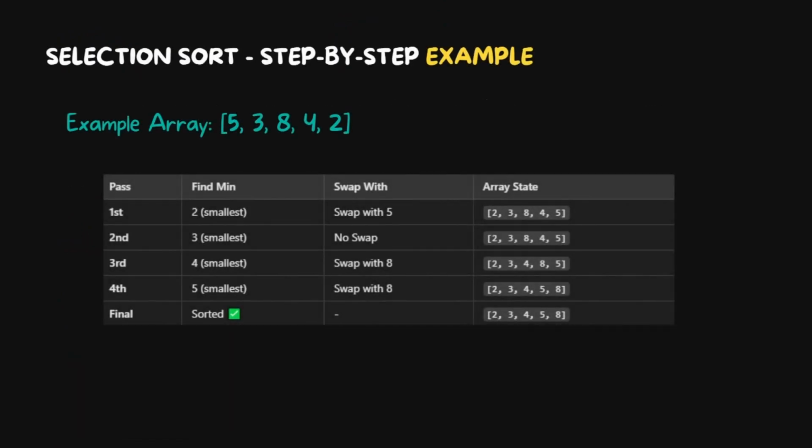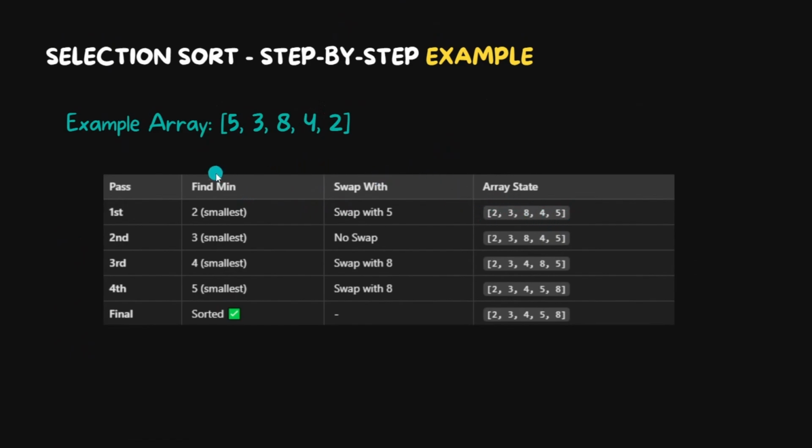Now, let's break down selection sort step by step using an example array. So, the example array is 5, 3, 8, 4, 2. In pass 1, we will find the smallest element in 5, 3, 8, 4, 2 and the result will be 2. It will swap with the first element, which is 5. 2 will come in place of 5. Array after pass 1 will be 2, 3, 8, 4 and 5.